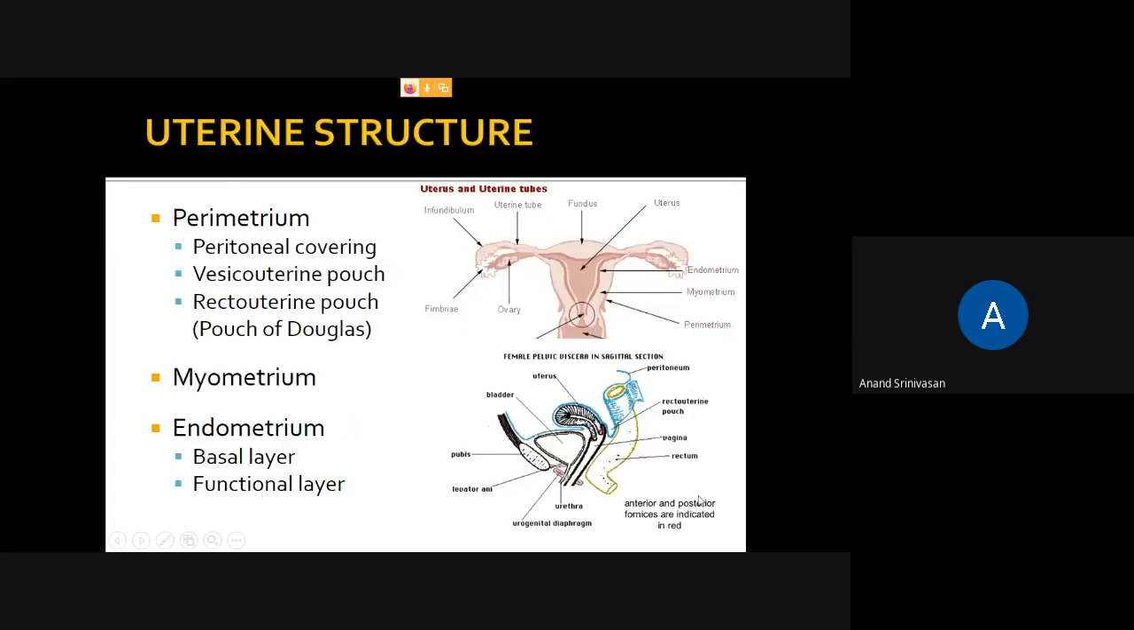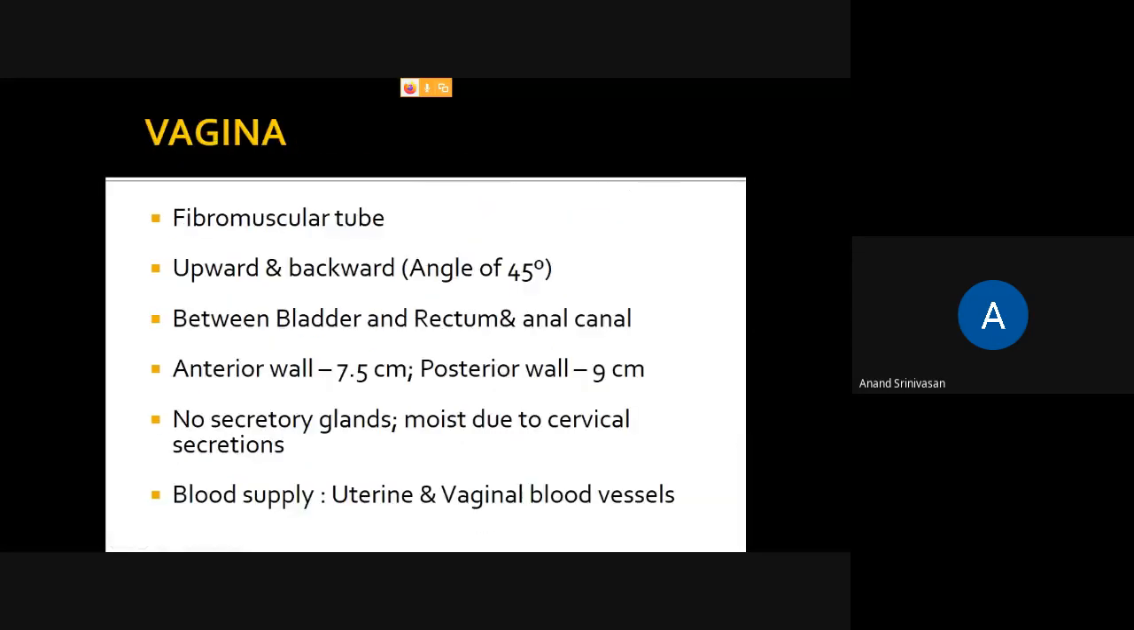Here you can see the vagina. The anterior part is the uterus. The posterior part of the vagina is the rectum and anal canal. The upper part is by the rectum and the lower part is by the anal canal. The posterior wall of the vagina is longer than the anterior wall.